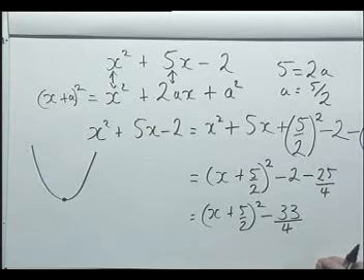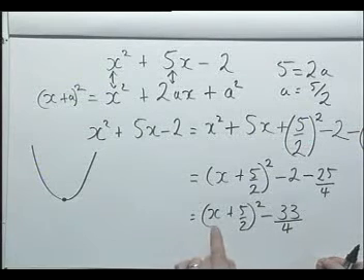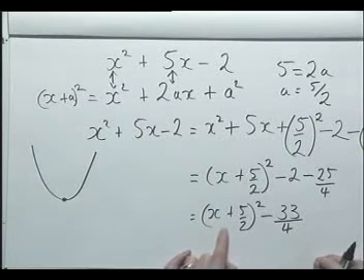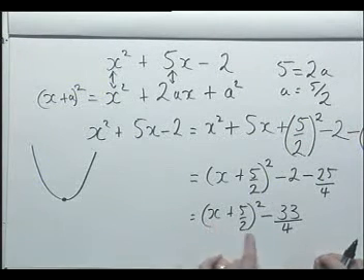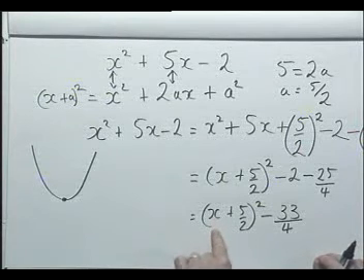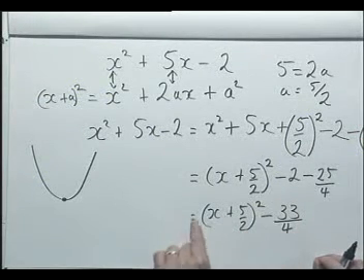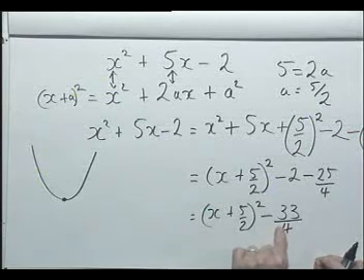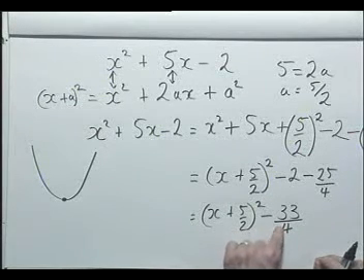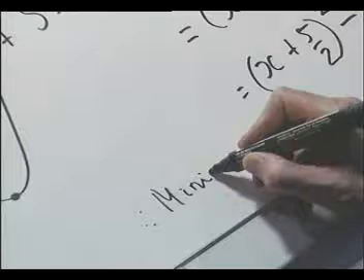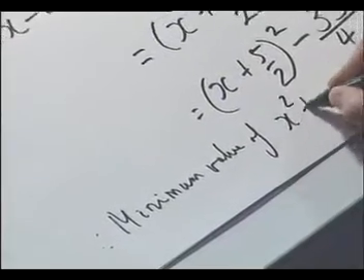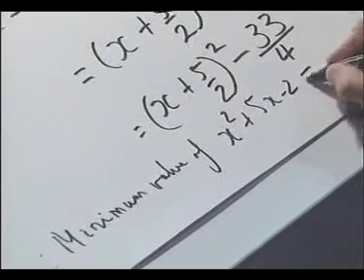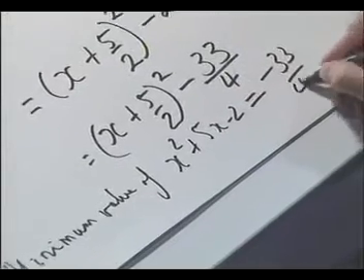Well, let's have a look at this expression here. This is a square. A square is always positive unless it's equal to 0. So its lowest value of this expression is 0. So the lowest value of the whole expression is that, minus 33 over 4. So therefore we can say that the minimum value of x squared plus 5x minus 2 equals minus 33 over 4.